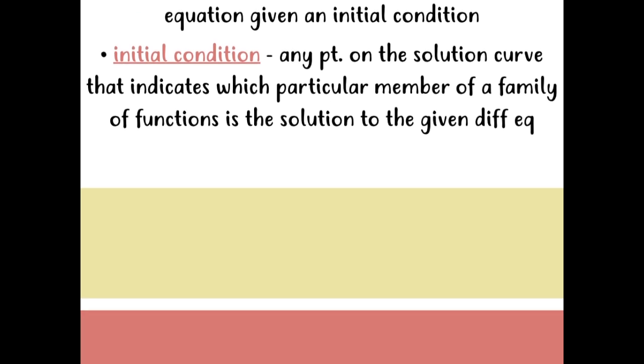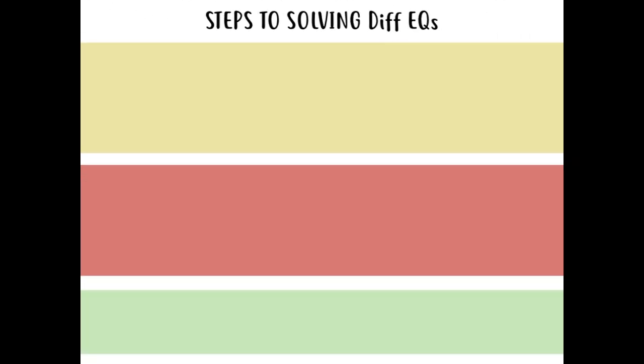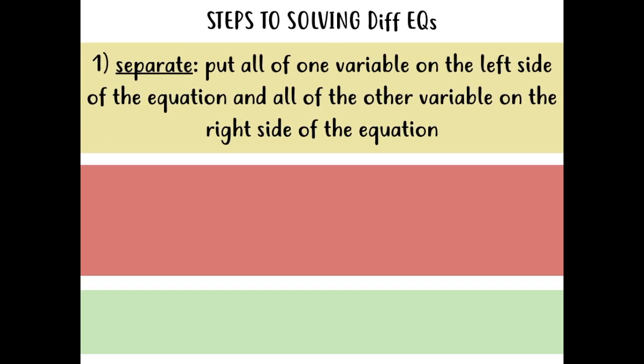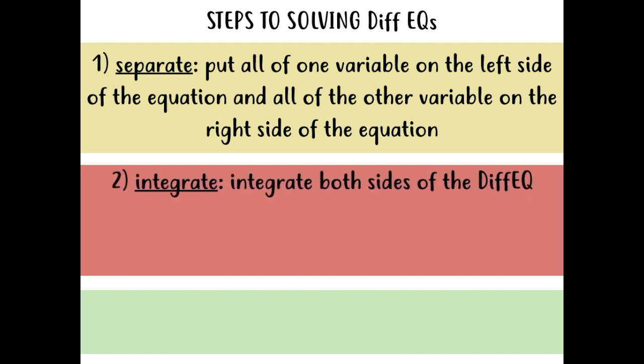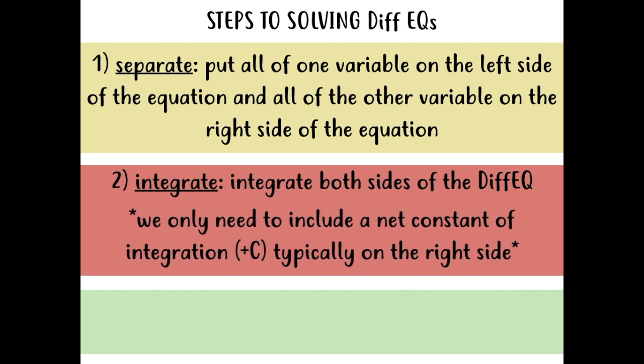Here are some steps to follow when solving diffie-q's. First, we need to separate. We will put all of one variable on the left side of the equation and all of the other variable on the right side of the equation. Then we integrate both sides of the diffie-q. However, know that we only need to include a net constant of integration, typically on the right side.